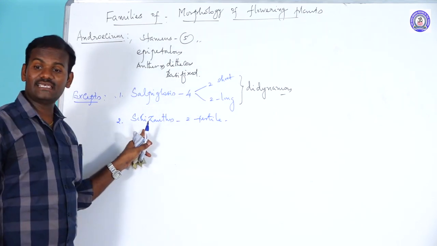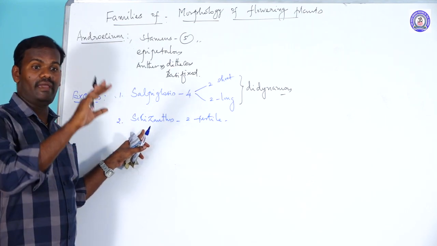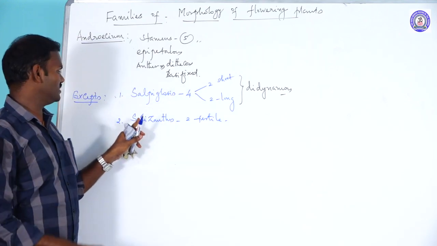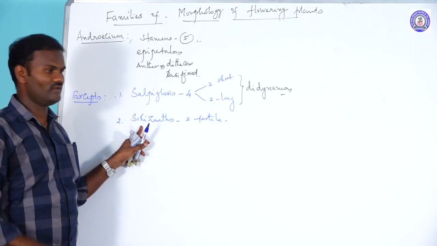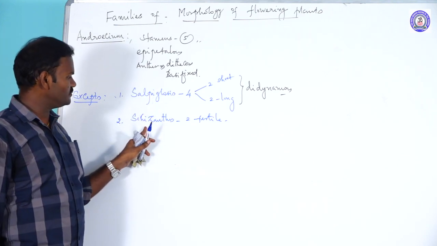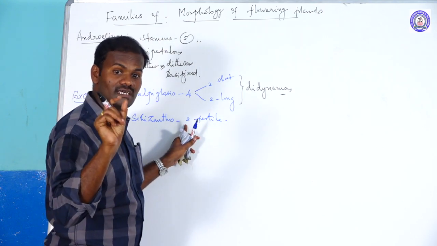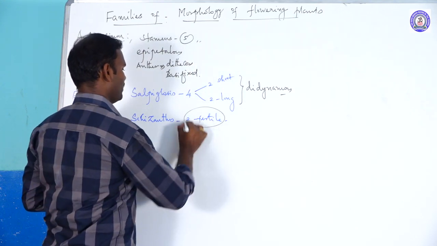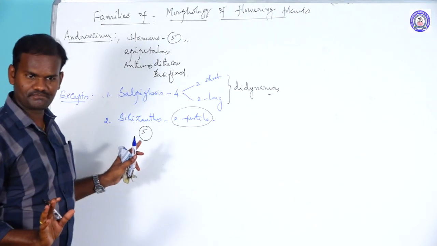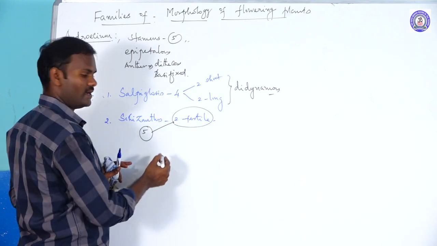Whereas in Schizanthus pinnatus, the zygomorphic condition, generally most flowers belonging to Solanaceae are actinomorphic. Except Schizanthus pinnatus itself being zygomorphic, Salpiglossis is also zygomorphic. In Schizanthus pinnatus, only 2 stamens are fertile stamens. It is a deep question. But generally, the number of stamens is 5. Among the 5 stamens, 2 stamens are fertile.